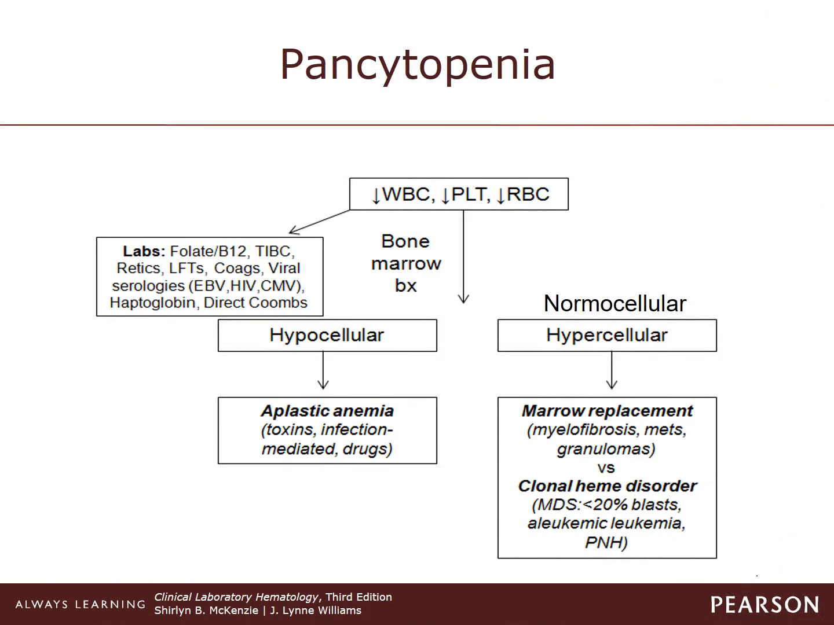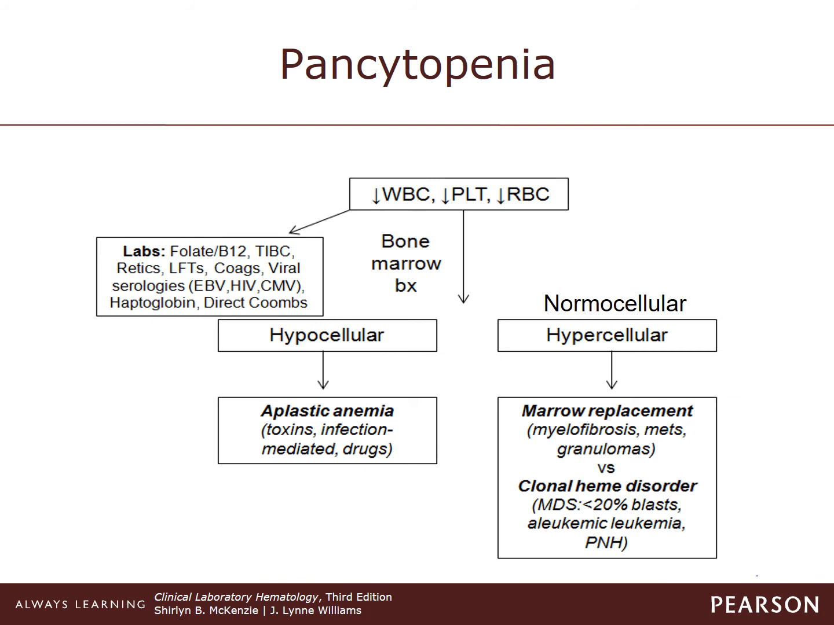So in differentiating pancytopenia, upon CBC, you will notice that you have a white cell decrease, platelet, and red cell. From here, you're going to order a bone marrow biopsy. This will distinguish between types of aplastic anemia and other types of disorders. So if your bone marrow is hypocellular, you know you have some sort of aplastic anemia caused by the things that we have already discussed.